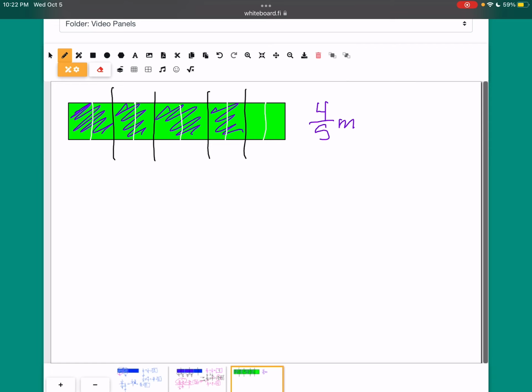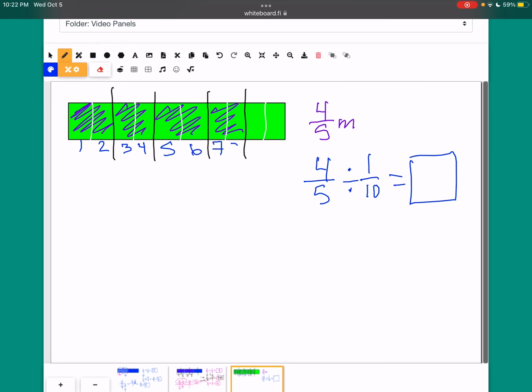And once the worker does that, we're asked, how many pieces did he cut the plank into? Okay, so the problem is, how many 1/10ths are in 4/5? And by looking at it, you can see 1, 2, 3, 4, 5, 6, 7, 8. There are 8 1/10 size pieces in 4/5.